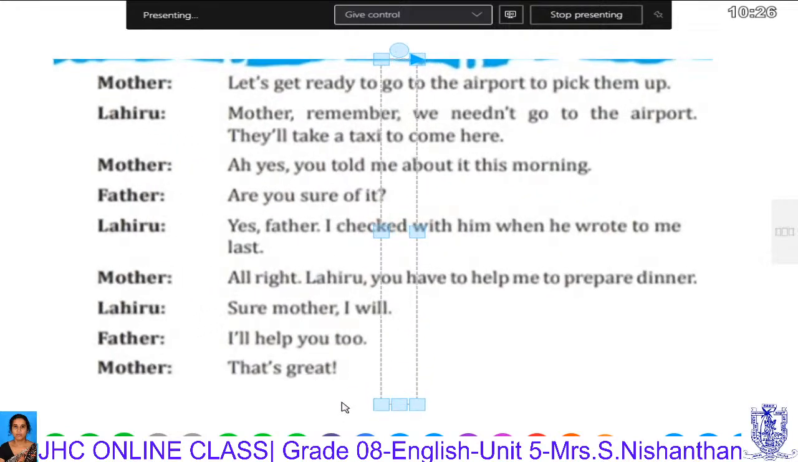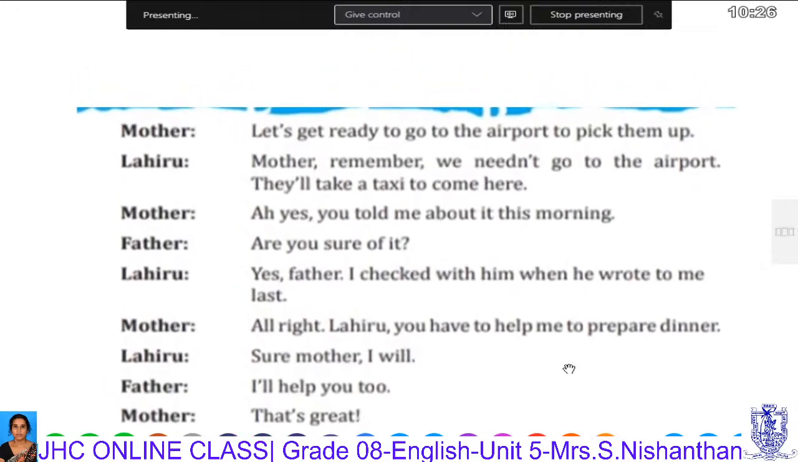Let's get ready to go to the airport to pick them up. So mother wants to go to the airport to pick them up. But Lahiru says, mother, remember, we needn't go to the airport. They will take a taxi to come here. Ah yes, you told me about it this morning. Are you sure of it? Yes, father, I checked with him when he wrote to me last. In his last letter, he mentioned that he will take a taxi to reach Lahiru's home from the airport.